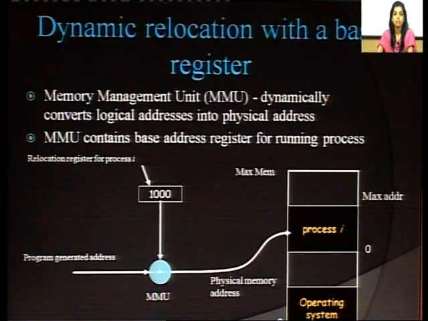So, dynamic relocation with the base registers. This dynamic relocation can be managed by the memory management unit, which dynamically converts logical addresses into physical addresses. The memory management unit contains a base address register for running processes. The program generates addresses, then the base register address managed by the memory management unit is added, and it is converted into a physical memory address. That means that particular address is placed in physical address in memory.